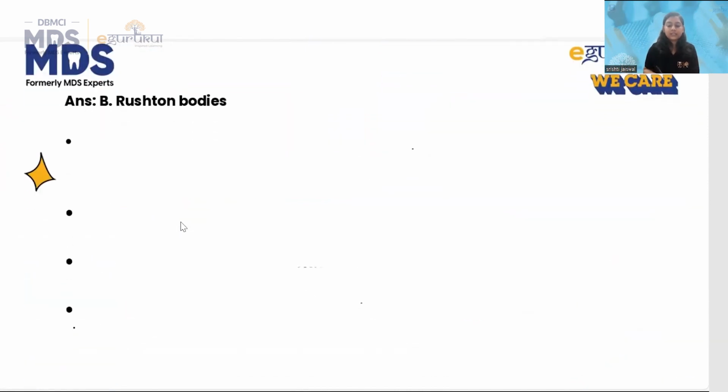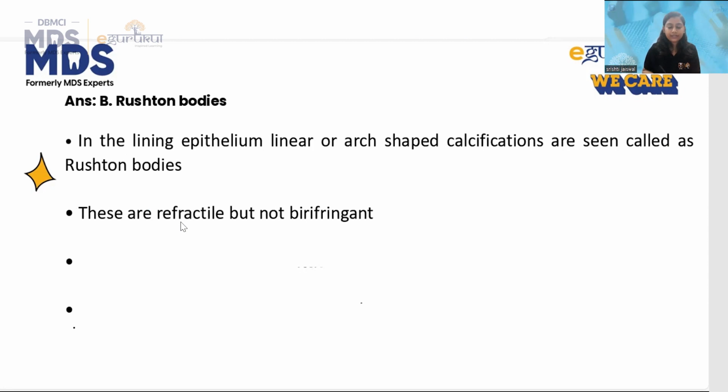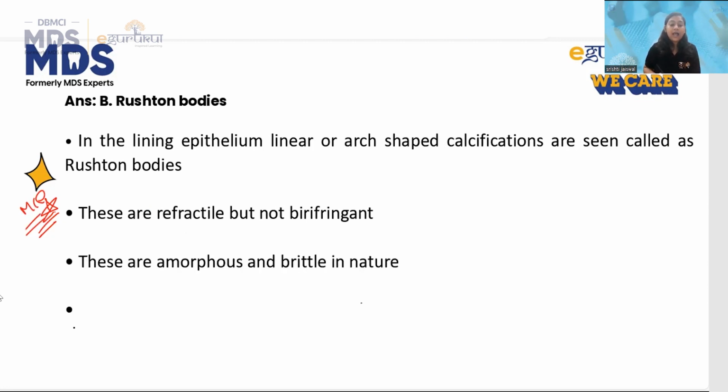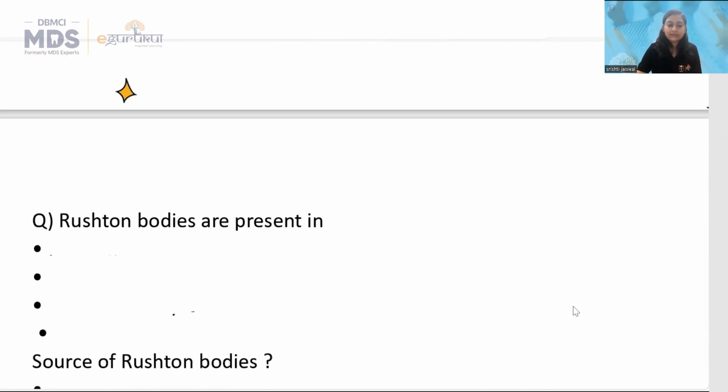So here the answer is Rushton bodies, seen in the lining epithelium as discussed, linear arc-shaped calcifications. Now these are refractile, a very important point, a very important MCQ question. These are refractile but not birefringent. These are amorphous and brittle in nature. These can be curvilinear, arc-shaped, eosinophilic, C-shaped bodies, seen as calcification.